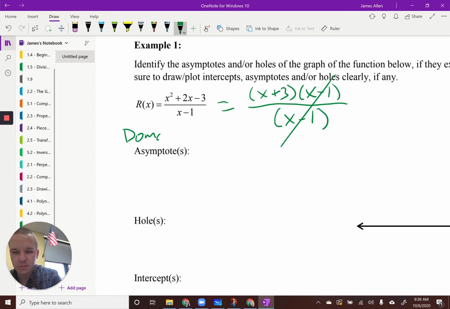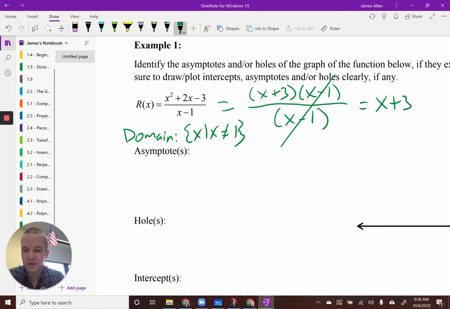my domain. X such that x cannot equal 1. I don't want to forget to mention that. Well, that all cancels and I'm left with just this. That's my simplified function. So I have a hole at 1 comma something. How do I find that something? I can plug back into my simplified function here. So if I plug in 1 I get 4.